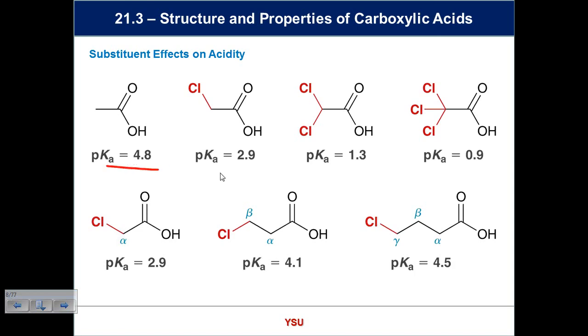That's a decent organic acid. You put a chlorine on there, it drops. Has that become more acidic or less acidic? It's more acidic. Why is it more acidic? What's the chlorine doing? It's withdrawing electron density. It's taking electron density away from its neighbors. That will have a little effect on this proton. It'll make it more positive.